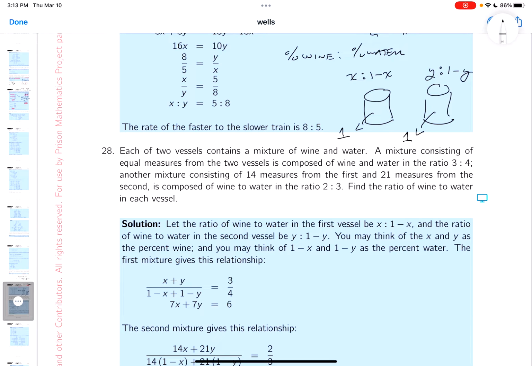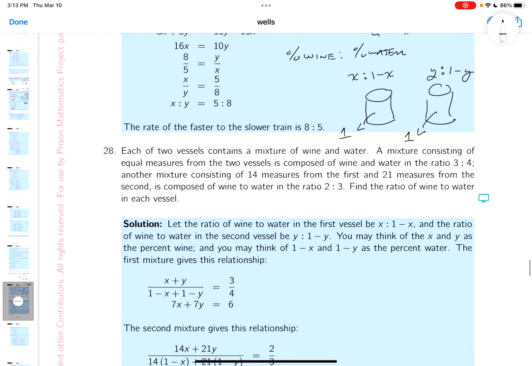I have, let's see. The percentage is X, right? So it would be X times 1, plus, how much wine from the second container would I get? It would be Y times 1. All right? Now this ratio is going to be the ratio of wine to water, which they specify as being 3 to 4. All right, how much water do we have?